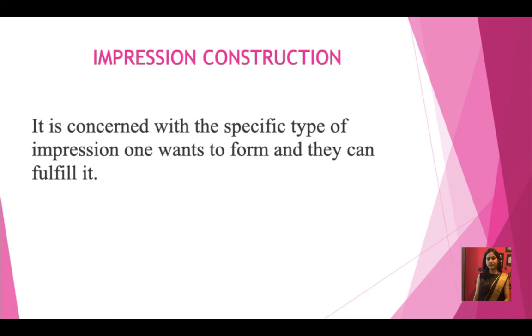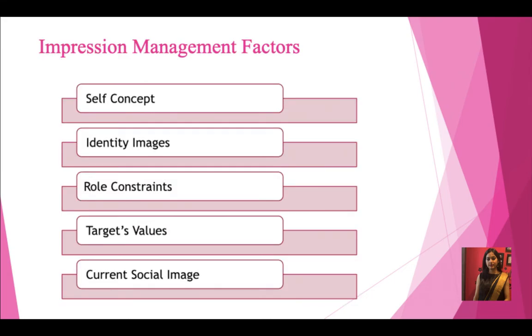While trying to construct or form a specific type of impression, we usually depend on 5 factors. Those are self concept, the concept you have about yourself; identity image, the image you want to create; role constraints, the constraints you are going to face; target values, the values I will get from it; and the current social image, the present image you have. That is also a very important factor. These 5 factors influence the type of impression we try to construct.